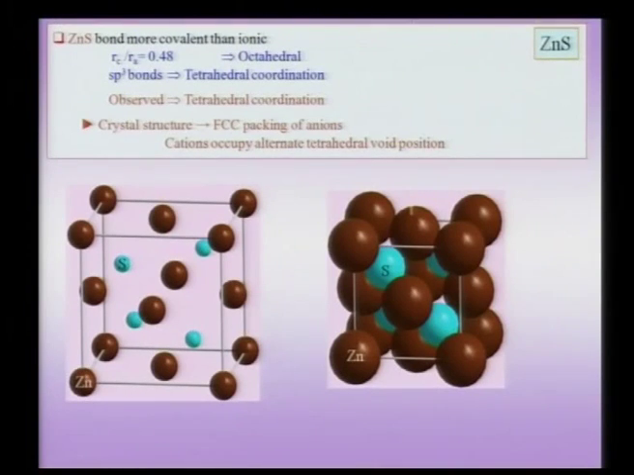Now, this is a different kind of example, which is the example of zinc sulfide. Zinc sulfide has two common forms, the zinc blende and the wurtzite structures. This is the cubic form, which is the zinc blende form, and here the bond is more covalent than ionic. If you look at the Rc by Ra ratio, which is 0.48, let me go back to my table to see where 0.48 is.